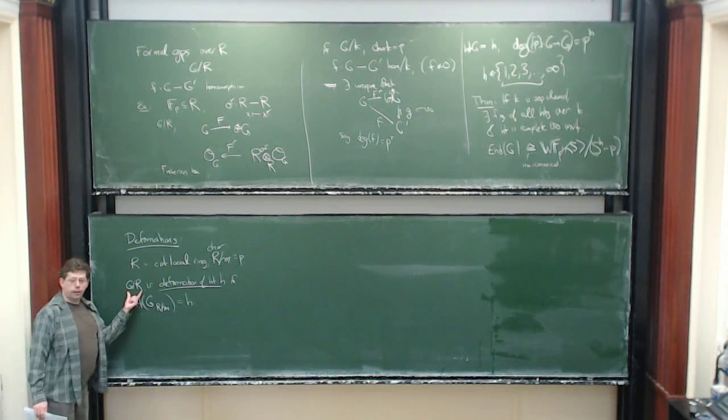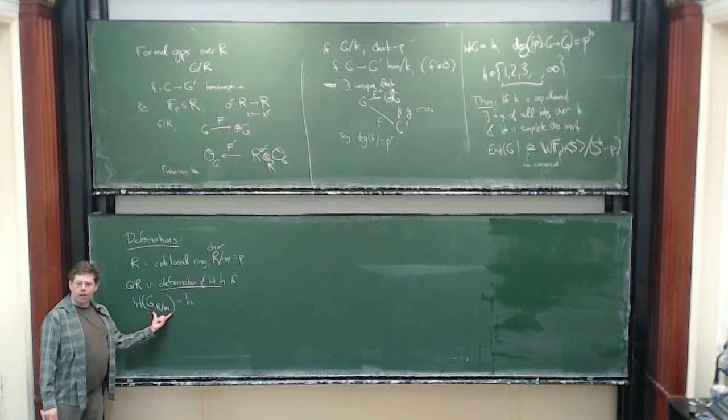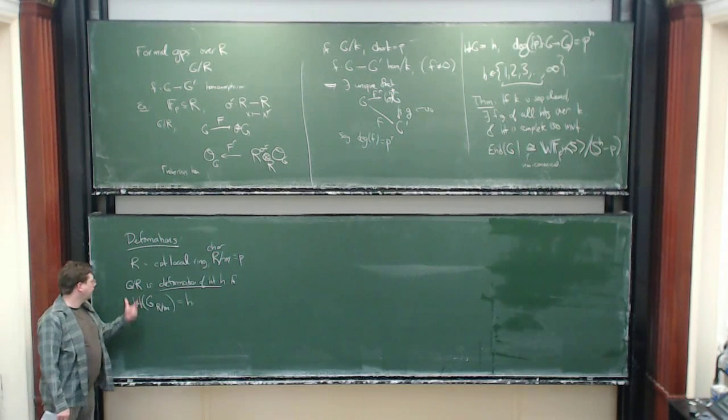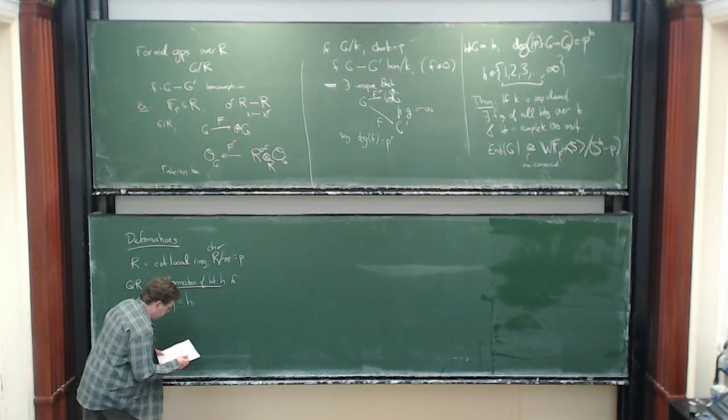So if I say I have a deformation, I think of that as over some neighborhood of a point, and this is the special fiber. So I have a family of formal groups parameterized by some fat neighborhood of Spec of this field, and this is the special fiber. The special fiber has height h. Okay.